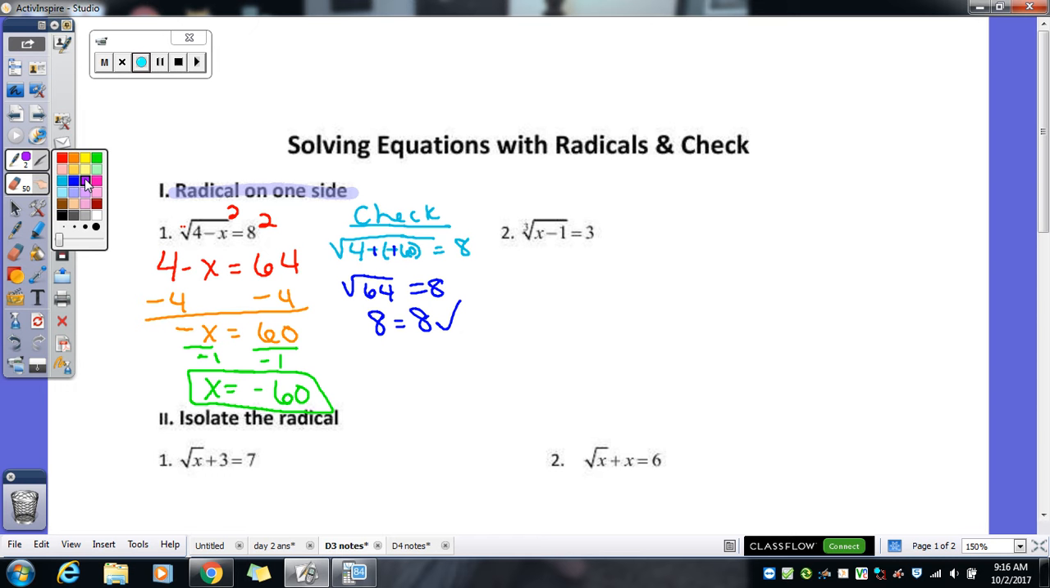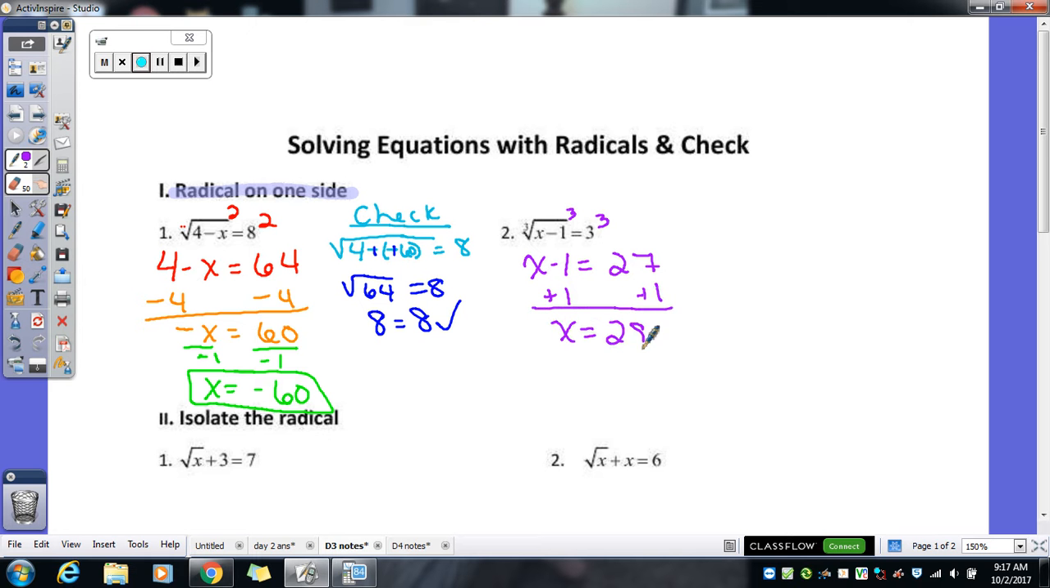So for our next one, number 2, we have an index of 3. So what do you think we're going to raise both sides to? Yep, to the third power. We're going to cube both sides. So I get x minus 1 equals 27, because 3 cubed is 27. And then we just add our 1, and I get x equals 28.